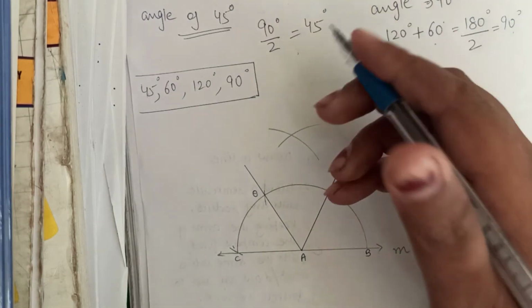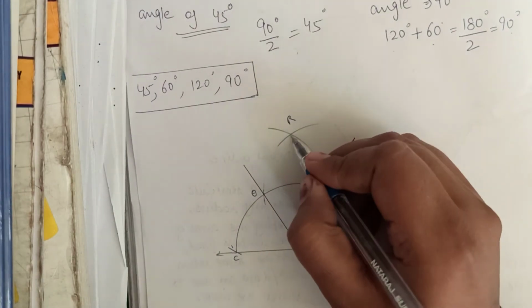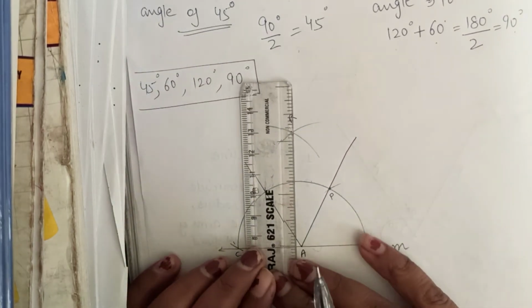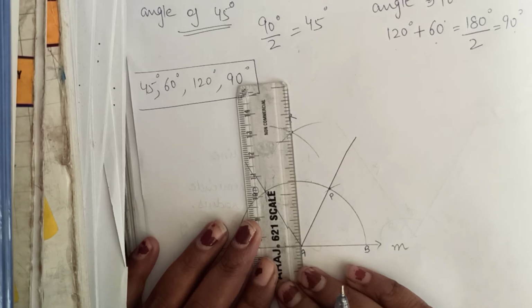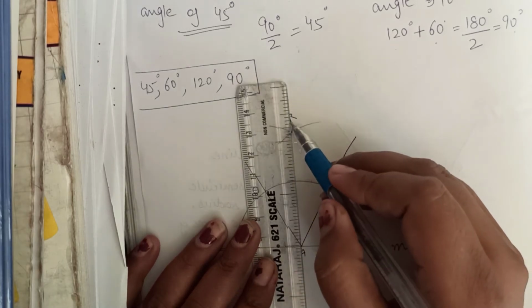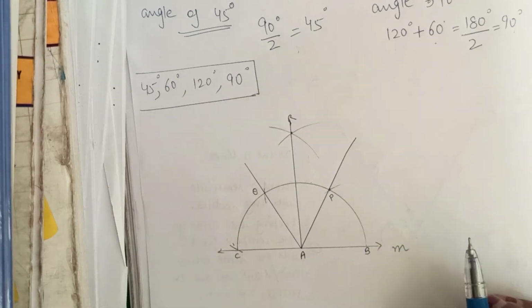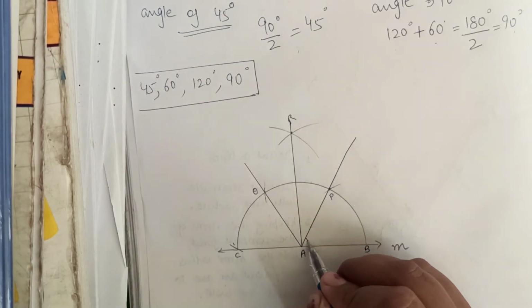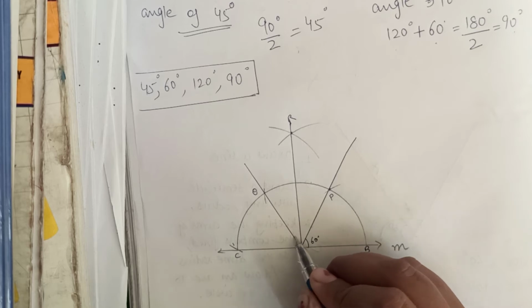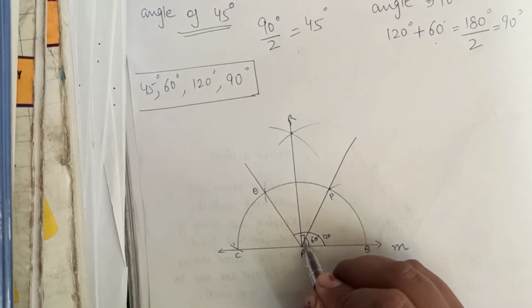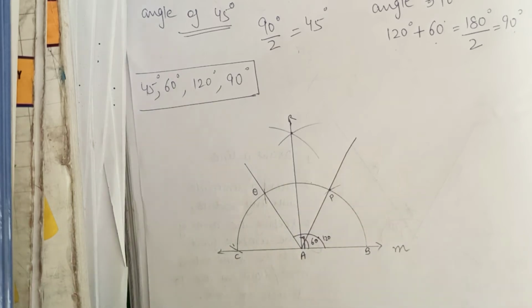And this point makes an angle of 90 degree. So see here, now join this. Clear? This one is 60 degree, this one 120, and this one is of 90 degree, right?